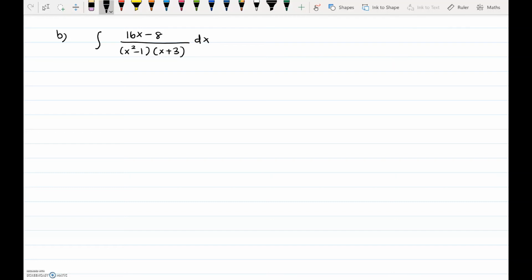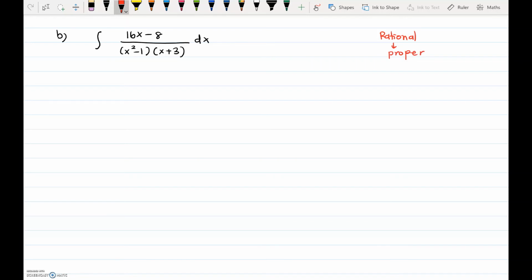Now let's see another example of partial fractions where the denominator has distinct linear factors. Firstly, we have the integration of 16x minus 8 over (x squared minus 1)(x plus 3) dx. Firstly, you have to identify the type of your function. It is a rational function, and it is a proper rational function.